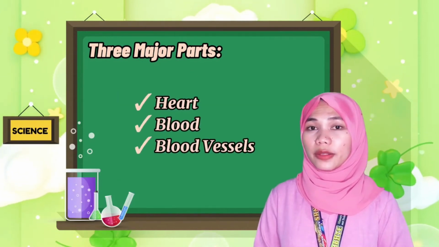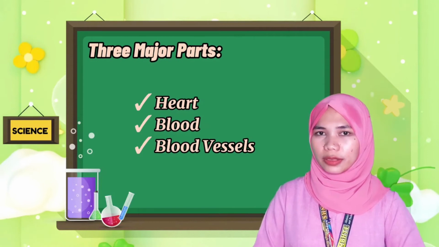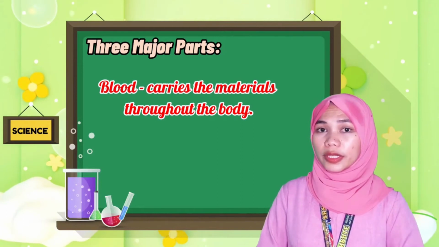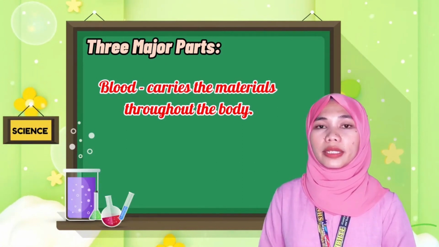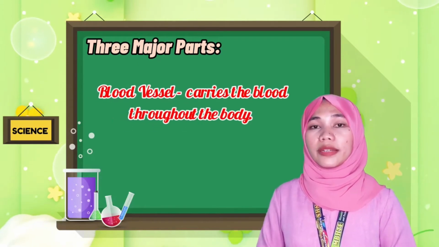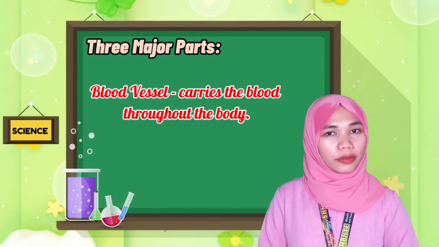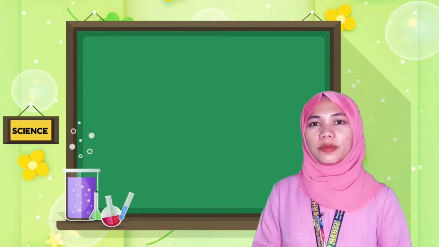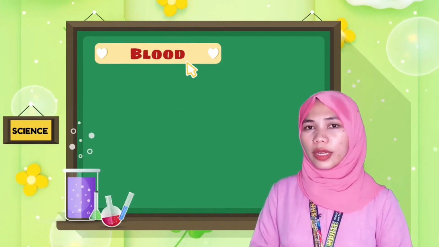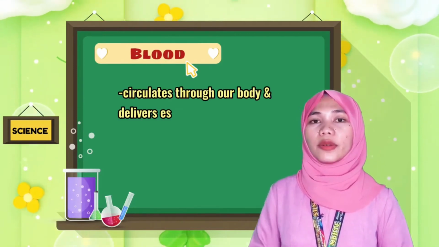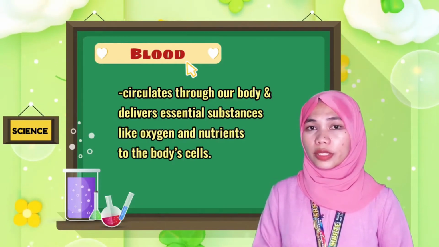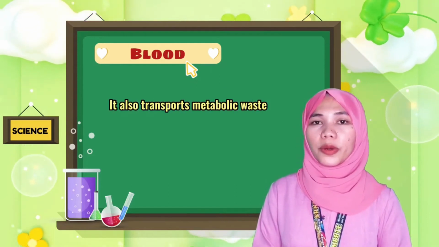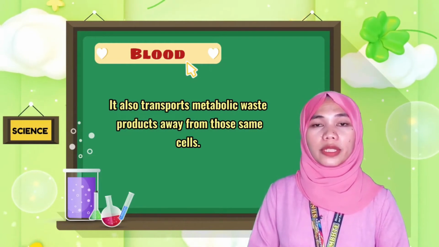Now let us differentiate these parts with their simple definitions. The blood is the part of the circulatory system that carries the materials throughout the body. The blood vessels carry the blood throughout the body, and the heart is the one that pumps the blood. Let's start with blood. Blood is essential to life. It circulates throughout the body to deliver essential substances like oxygen and nutrients to the body cells. It also transports metabolic waste away from those same cells.